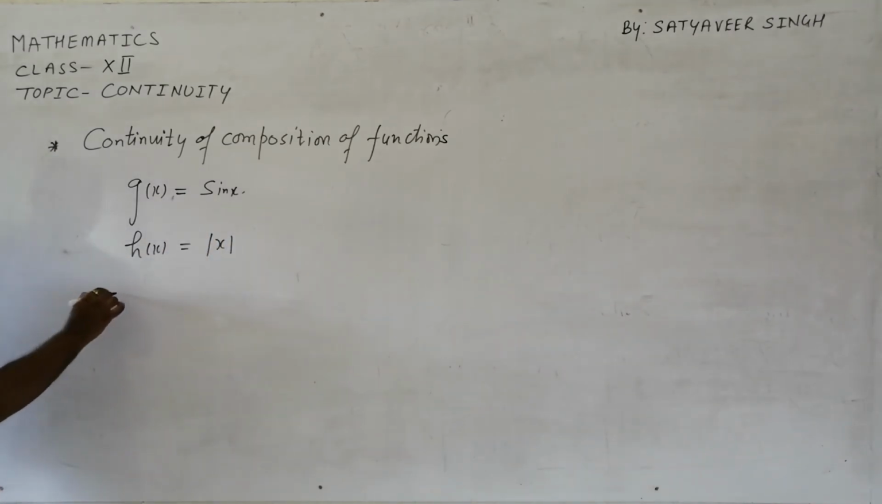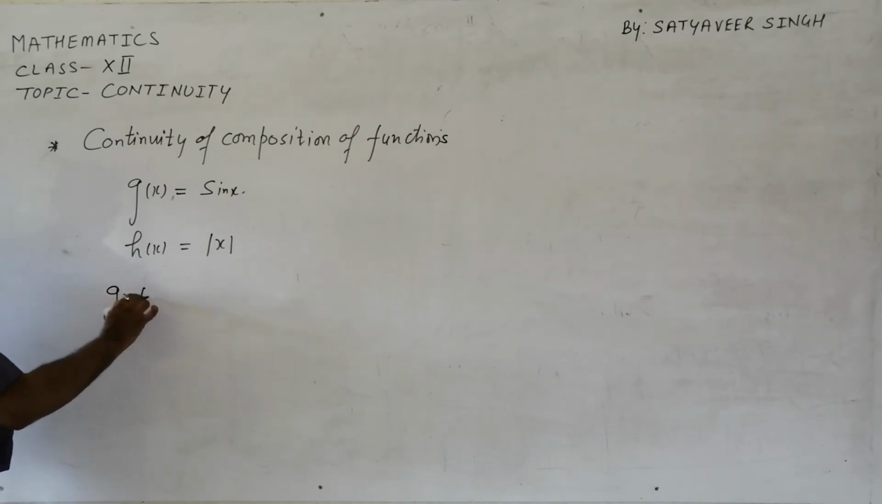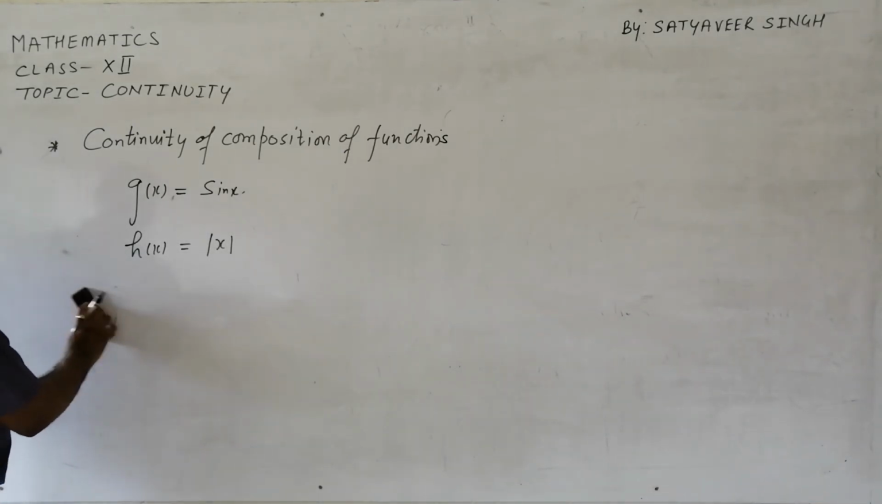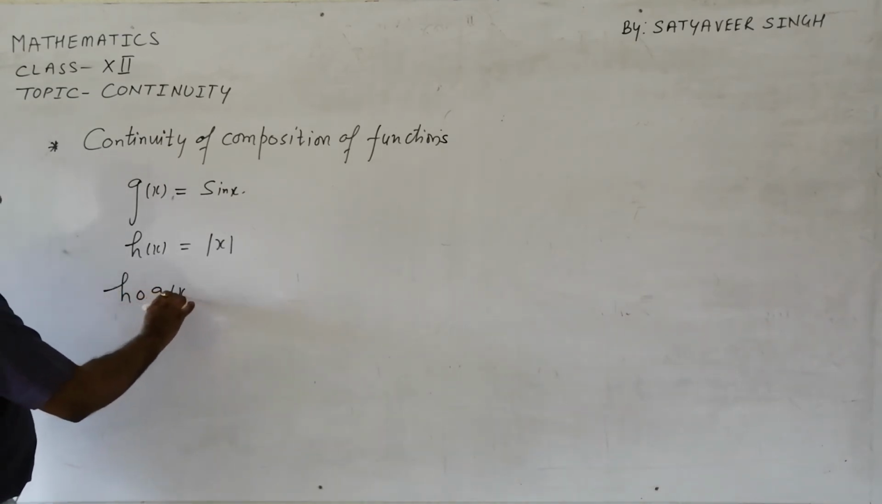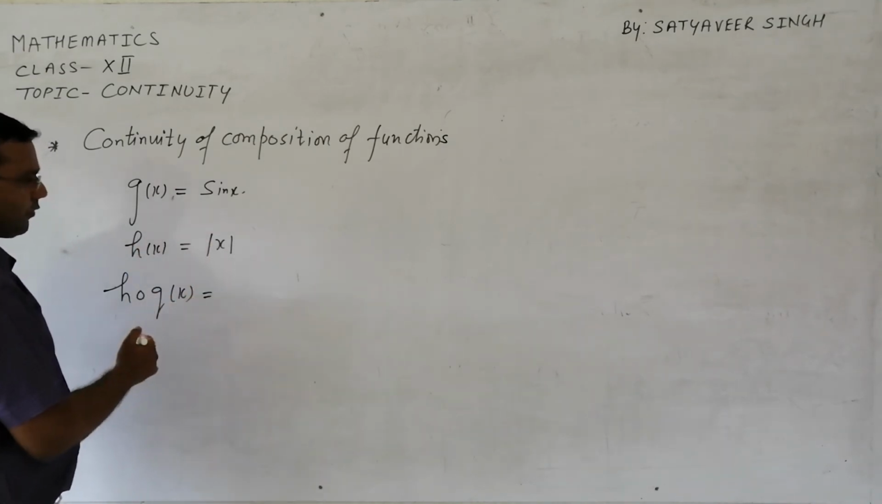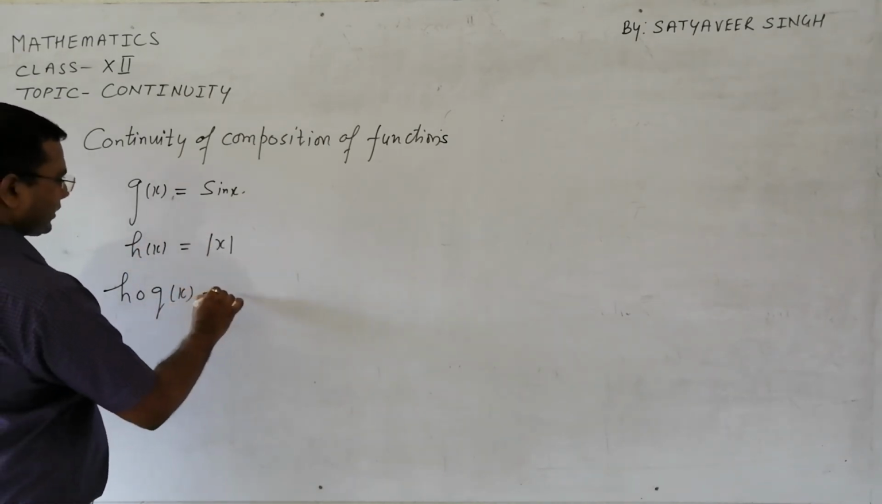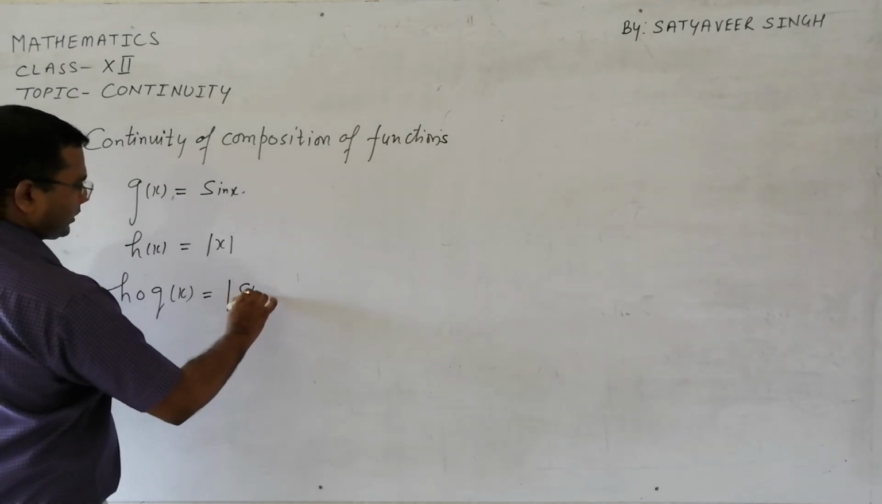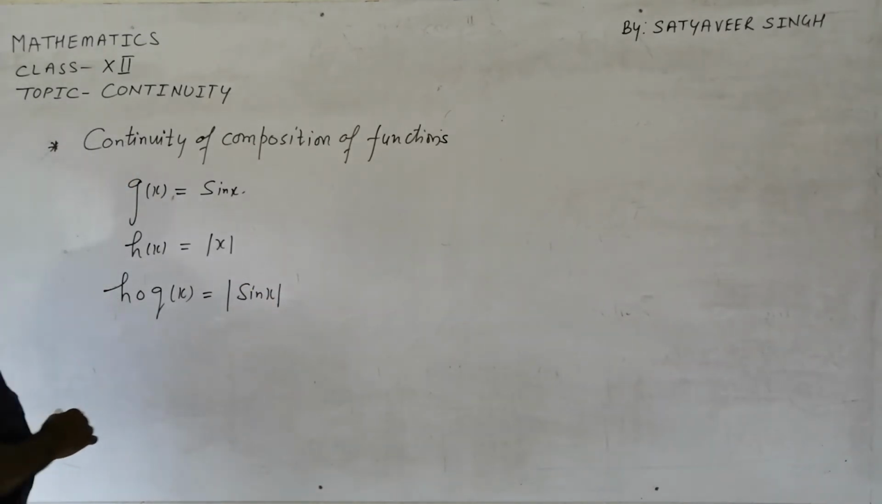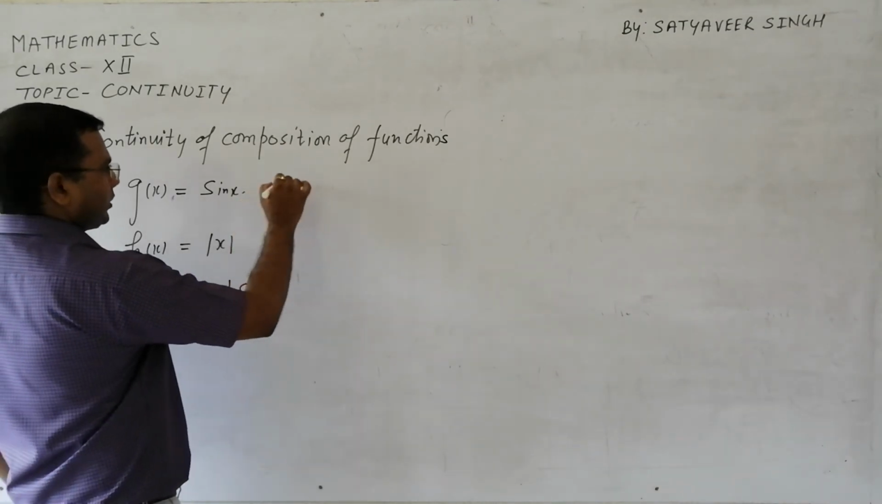If you want to find the composition h o g (x), then the composition will give you a new function. That function will be modulus sin x. How is it? Let us see in more detail.